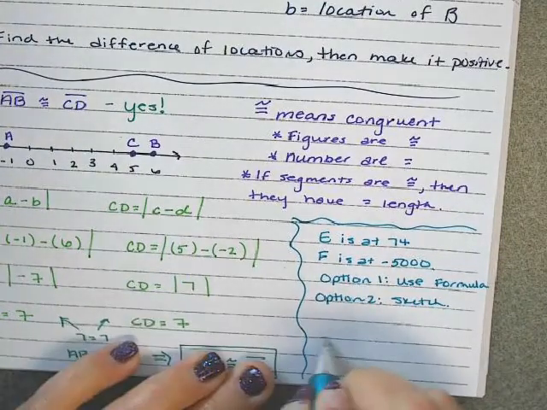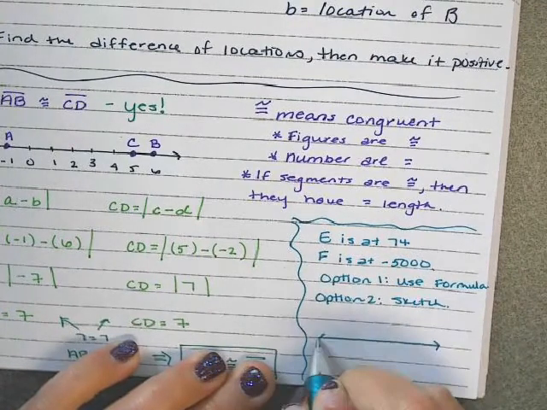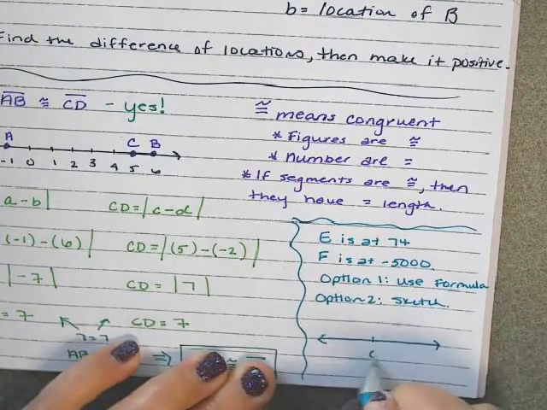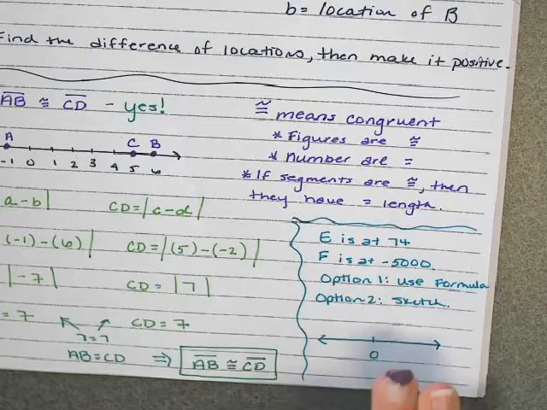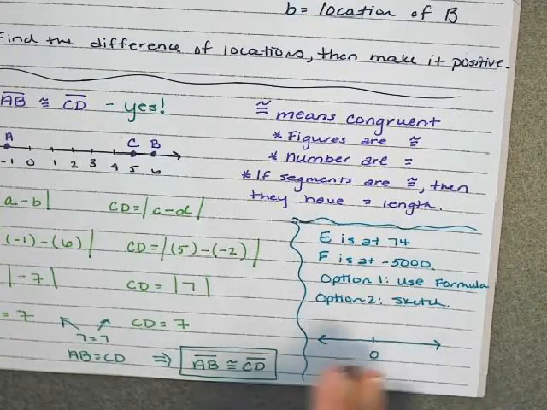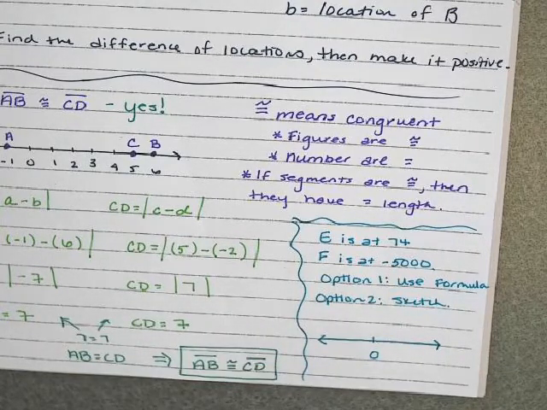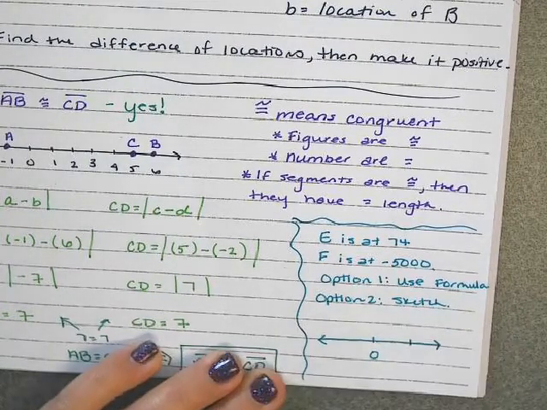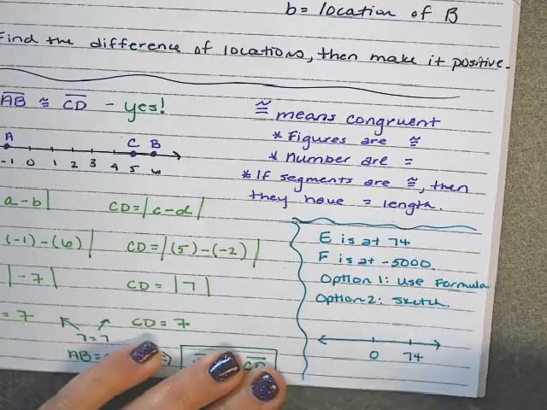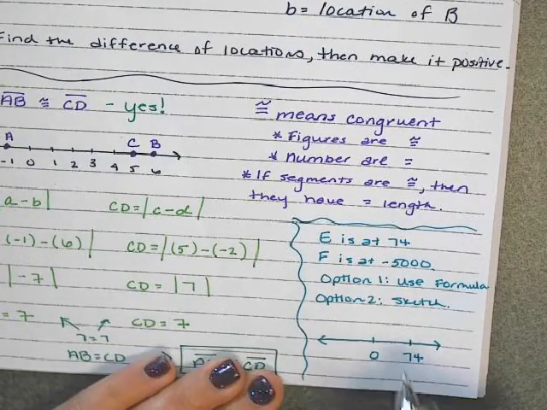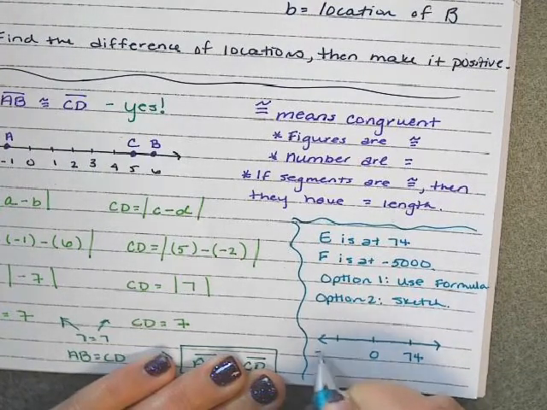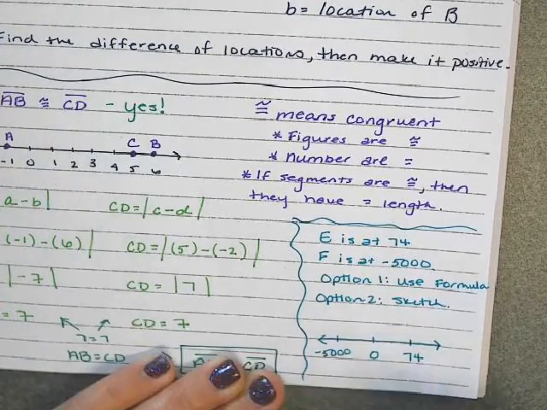Okay, so here I have a number line. I always put my 0 on there. And either both numbers are to the right of 0, both numbers are to the left of 0, or you have one on each side. So in this case, I'm not going to draw it to scale. I really don't care about that. I just care where they're located. So I have 74 over here, and -5,000 will be on that side of 0.